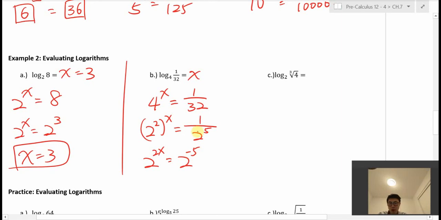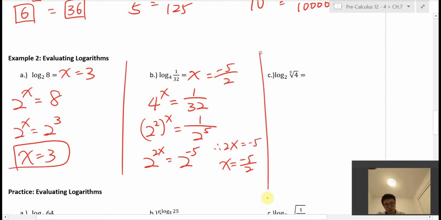Remember, this is in the denominator. We can move it to the numerator by making the exponent the negative of what it was there. So this means 2x equals negative 5, and x is negative 5 over 2, right? Dividing both sides by 2. Again, once the bases are the same, as long as the exponents are the same, then they would have to equal one another. Okay, finally, the last one here.